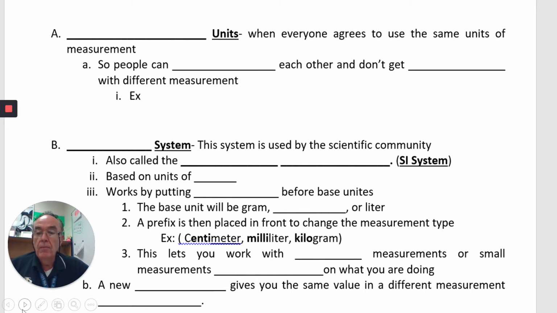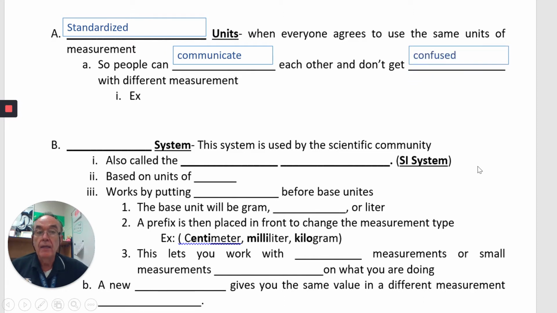So people decided that they needed to agree upon standardized units. And this is when everybody agrees what the same units of measurement are going to be. And people did this so that they could communicate with one another and they wouldn't get confused. If, for example, we were talking about a foot and somebody said, back in those times, send me some boards. And you're like, okay, well, I'll send you 6 feet, and you use my foot. Well, it's pretty big compared to somebody else's foot.